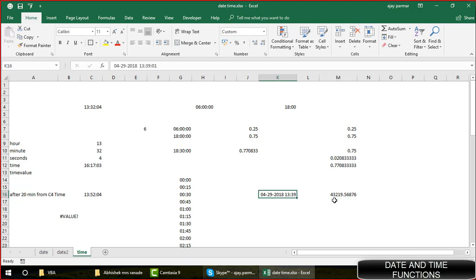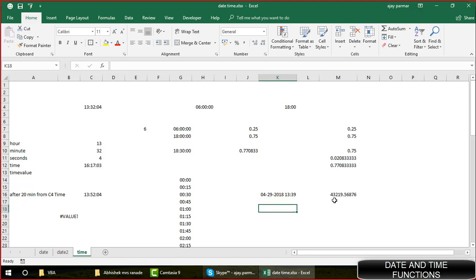Now, to separate this looks challenging, but it should not be a challenge, because if you can separate this, you can separate this also, because both are the same. So I'll use this so that you can understand. Now your job is to extract only 43219. If you extract 43219, you will get the date. Simple. And if you can extract 0.56876, that means you are actually able to extract the time.